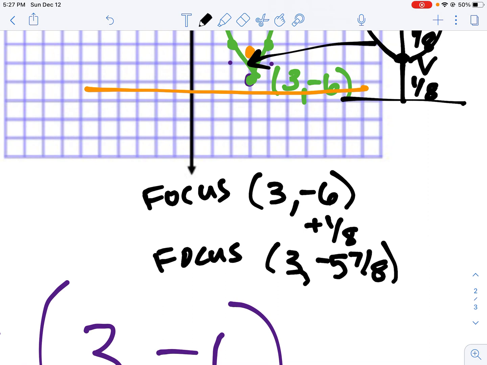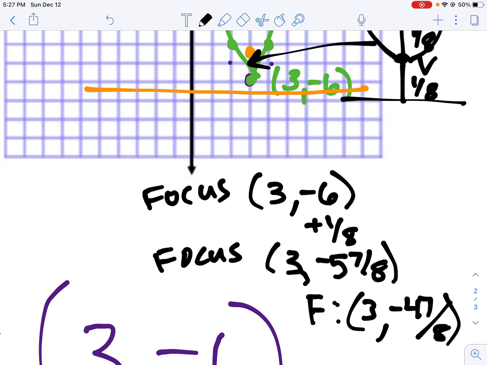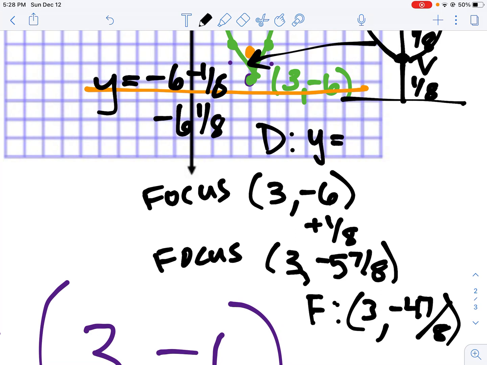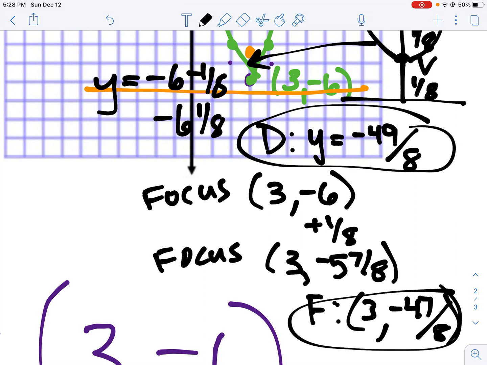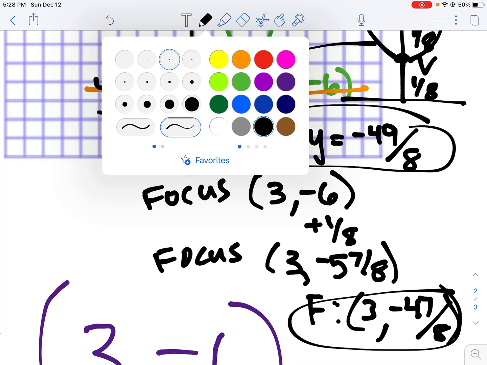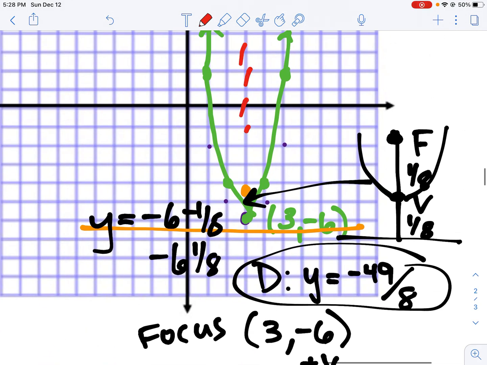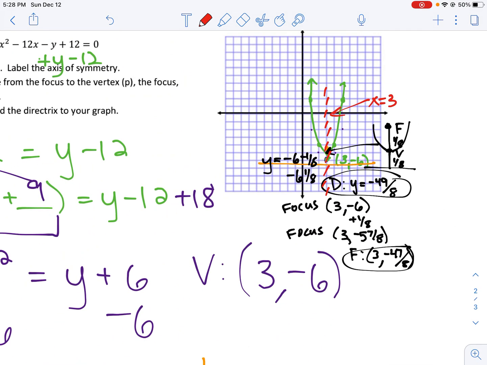If I write that as an improper fraction, my focus is at 3 and then -47/8. This is a horizontal line, y equals something, but it's going to be -6 minus an eighth, or -6 1/8. So my directrix is at y equals -49/8. So there's my equation of my directrix. There's my focus. I've got my vertex on there. The only thing I think I didn't label here is my axis of symmetry, what goes right down the middle, and that's x equals 3.